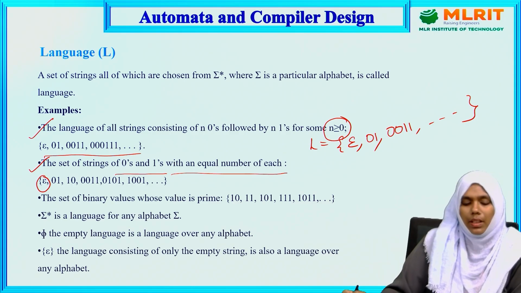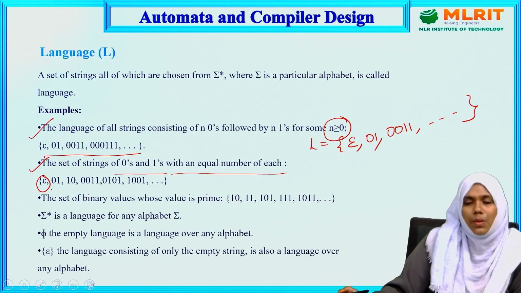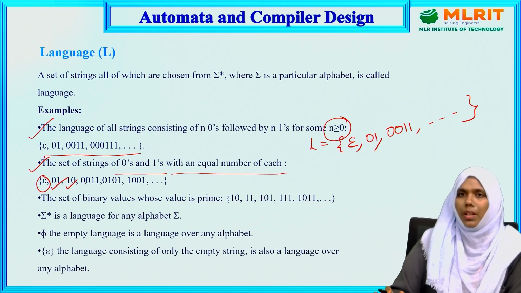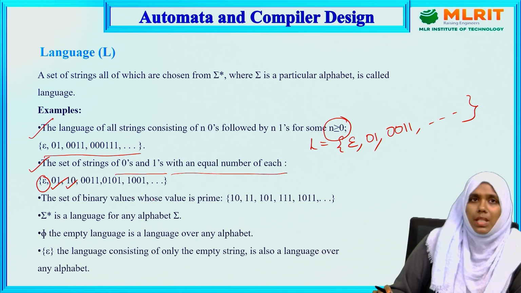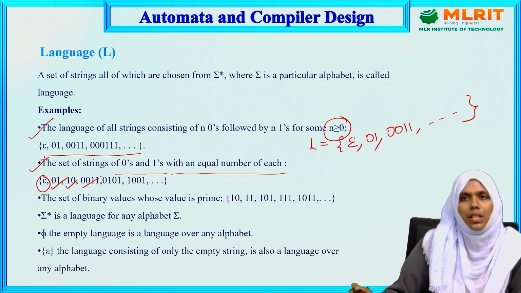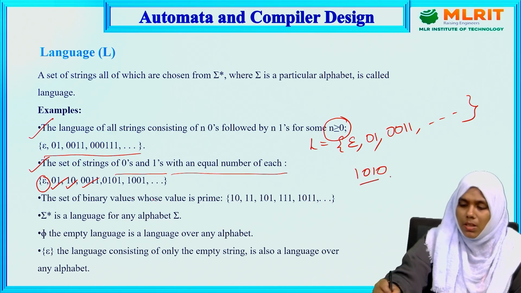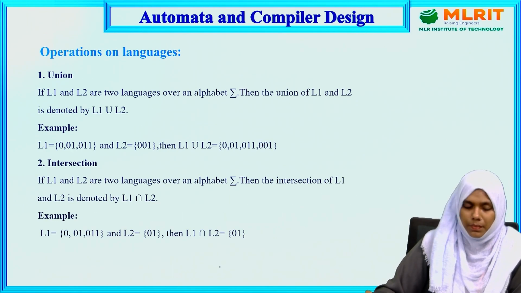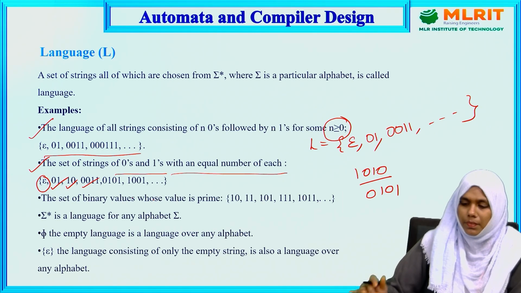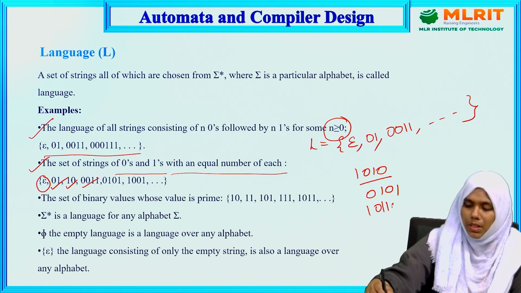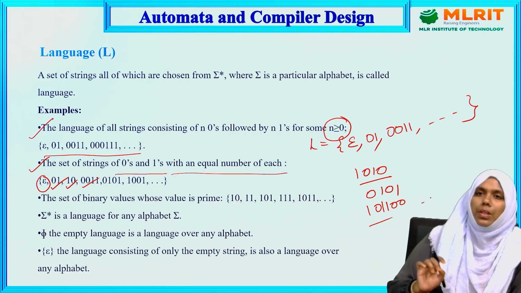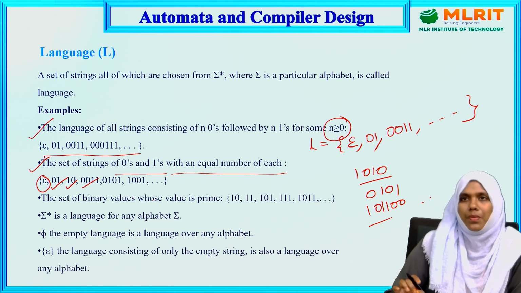Epsilon. Clear? If it is a single 0, then it should be a single 1. In the same way, 1 0, because there is no particular order. They have simply specified that an equal number of zeros and ones should be there. So it can be 0 0 1 1 1, or it can be like this also, or 1 0 1 1 0 0, anything. But whenever you write the language, you just check whether an equal number of zeros and ones are there.